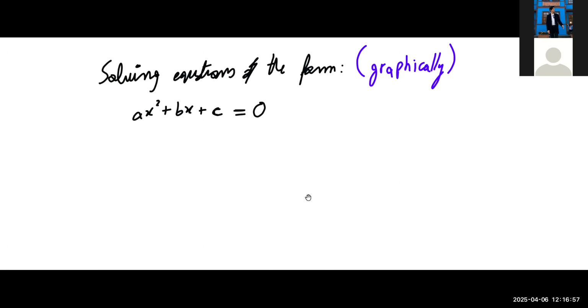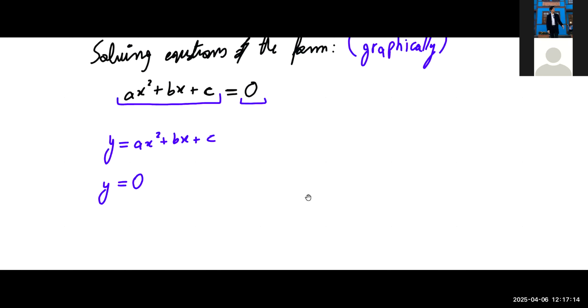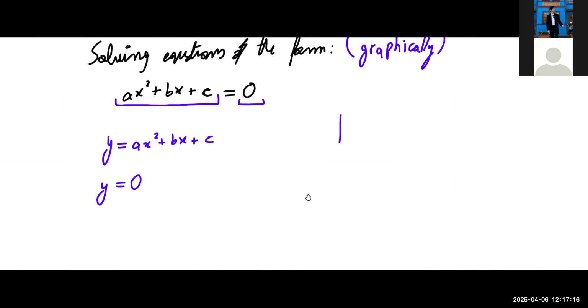How? Think about the left side of the equation as a graph, like that. So y equals the left side. And think about the right side as also a graph. So y equals the right side. Okay? Now, draw these two graphs on your xy axis.